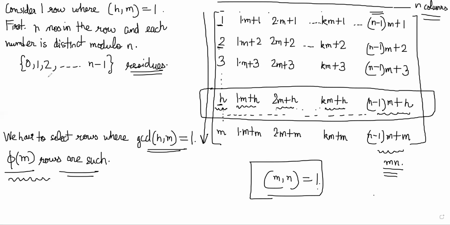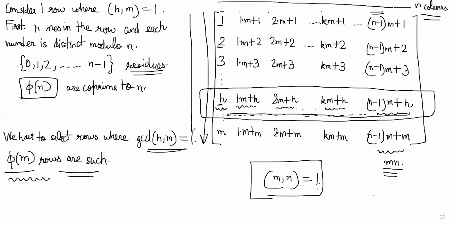Now, if all of these are distinct modulo n, how many of the numbers here are co-prime to n? That's phi n. So phi n are co-prime to n. We select phi n from each row, and there are phi m such rows. So the total number of such numbers will be phi m into phi n, which is phi of mn.